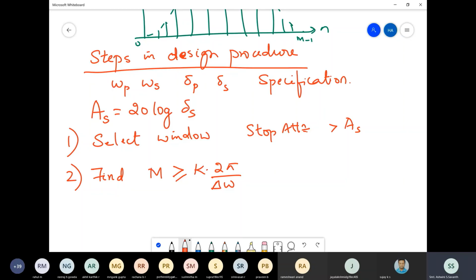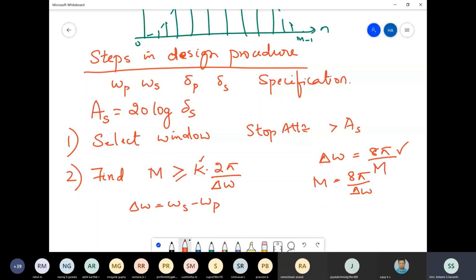Why have I written it like this? Because what is given to you in that table is delta omega, which will be some number like 8 pi by M. For another window, it is 12 pi by M. For another window, it is 4 pi by M. So it's a multiple of 2 pi. That's why we have written it here as K. But you just take the value which is in the table. So if it's 8 pi by M, what is your M equal to? 8 pi by delta omega, because you know delta omega. What is delta omega? Omega s minus omega p. That is delta omega. So can you find M?